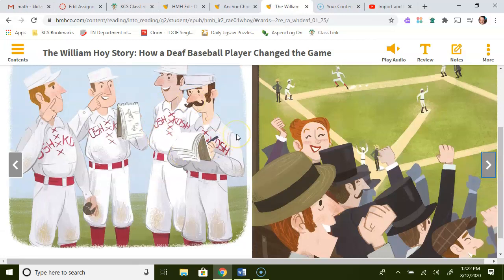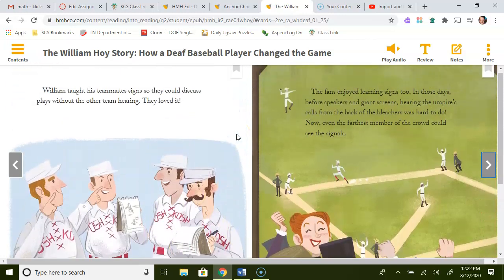And that was all Mr. William Hoy. The fans enjoyed learning signs too. In those days, before speakers and giant screens, hearing the umpire's calls from the back of the bleachers was hard to do. Now even the farthest member of the crowd could see the signals. So not only did the umpire love it and the teammates loved it, the crowd loved it too.